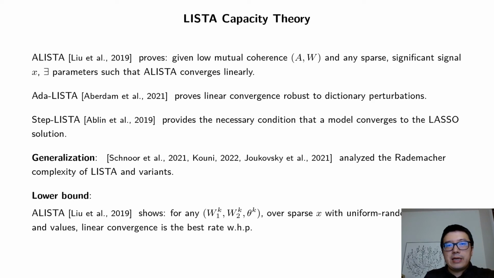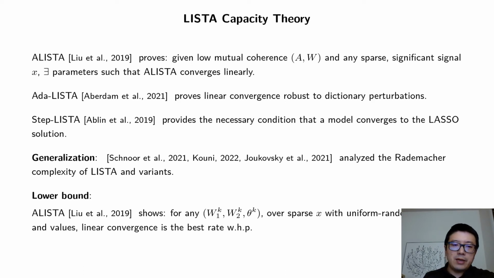Basically it says you can possibly train ALISTA to get linear convergence. So ALISTA improves these results to get similar linear convergence, but robust also to the dictionary perturbations, or the perturbations in matrix A. Step LISTA provides necessary conditions that the model converges to the lasso solution. Recall, lots of these works were pursuing the true sparse signal, but sometimes you do want to just get the lasso solution. So they provide necessary conditions. There have been a sequence of papers that analyzed the Rademacher complexity of LISTA and its variants.